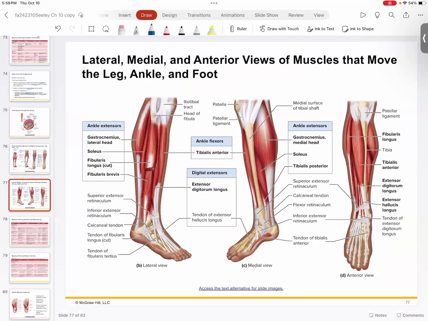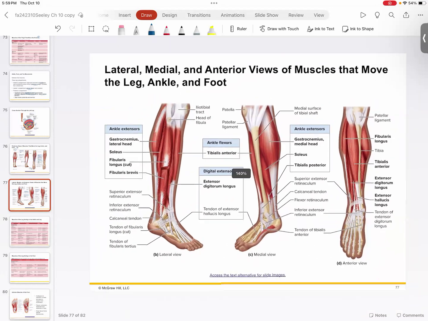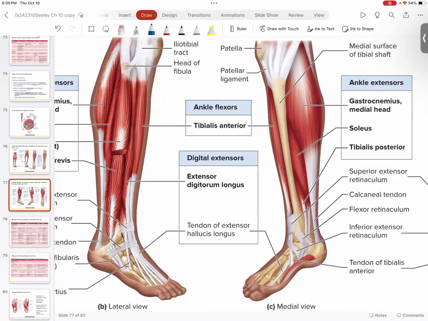We have a similar situation, and now we're going to take a lateral, a medial, and an anterior view. So the lateral view is going to be looking at the outside of your foot. So here you can first of all see our landmark. That's tibialis anterior. That's that big one that is right next to your shin bone. That is the tibia. So that's your tibialis anterior.